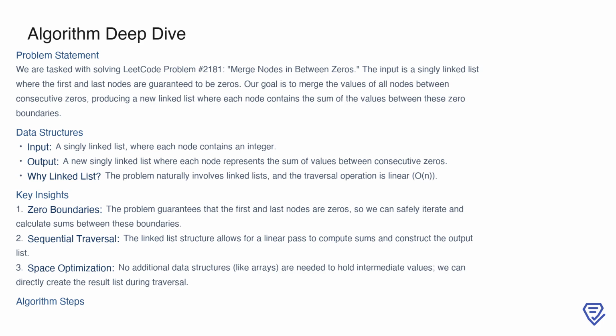Now, because the problem is naturally defined in terms of a linked list, it makes sense to use this data structure. Traversing a linked list is linear in time complexity, and we can accomplish the task without requiring additional storage structures. Some key insights include the guaranteed zero boundaries, which simplify the algorithm since we always know where to start and stop summing values. Furthermore, the sequential traversal of the linked list allows us to calculate sums on the fly, minimizing space usage as we construct the result list directly during the traversal.